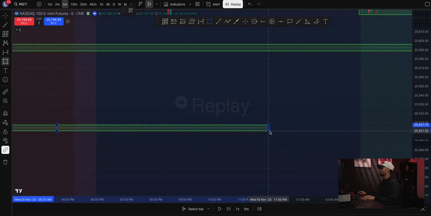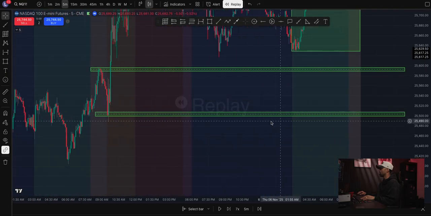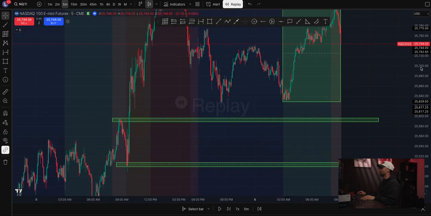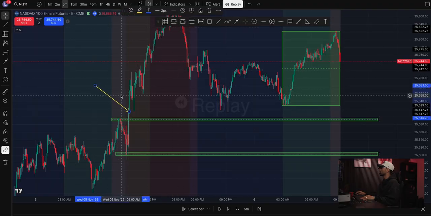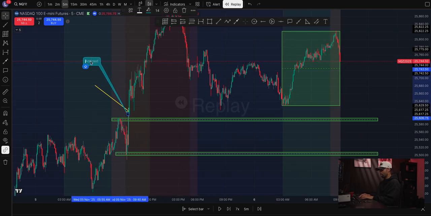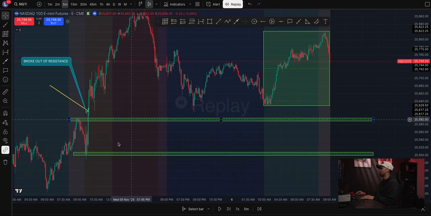Remember, support is at the bottom, resistance is at the top, okay? So just like we went through, we see a break right here. This is the break that happened. So here, it broke out of resistance. Here's resistance, here's support. It broke out of resistance.